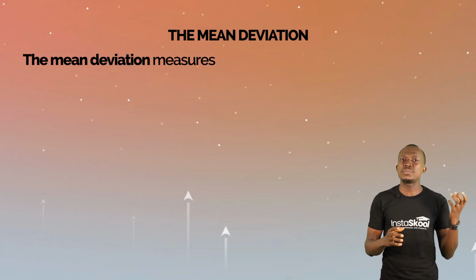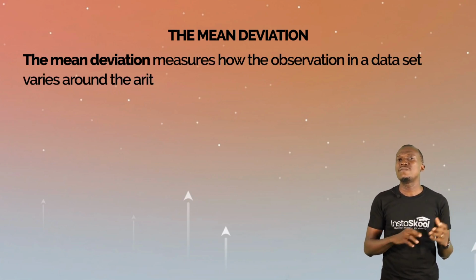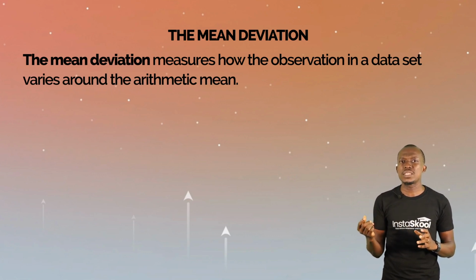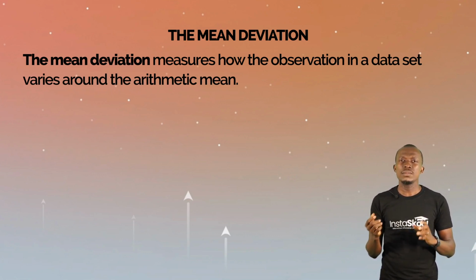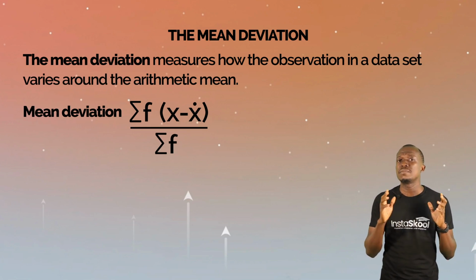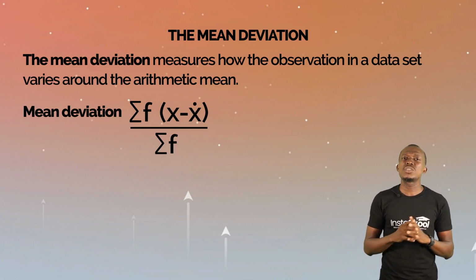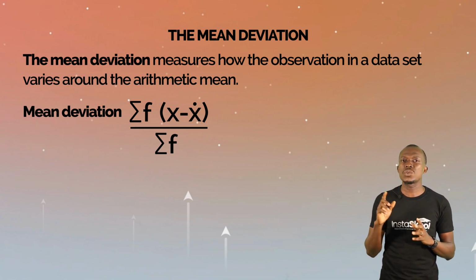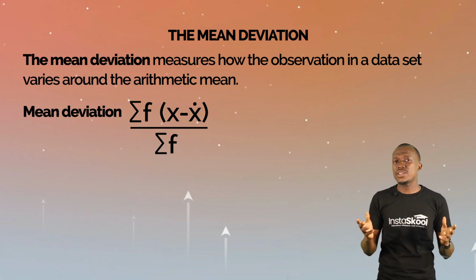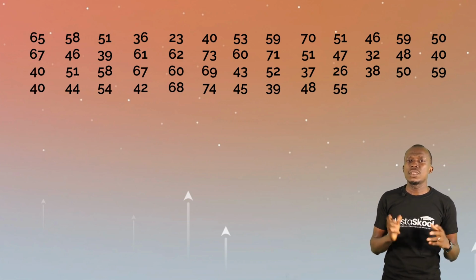Next is the mean deviation. The mean deviation measures how the observations in a data set vary around the arithmetic mean. The formula for calculating the mean deviation is summation f open brackets x minus x bar, which is the mean, close the bracket, divided by summation f. Now let's look at this example. Using the same data set we used for range, let's prepare the mean deviation.